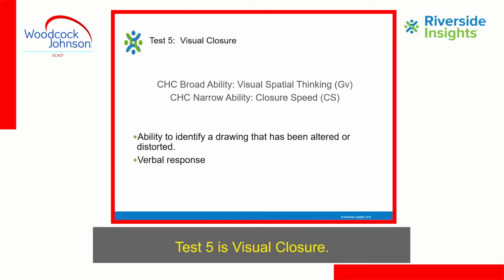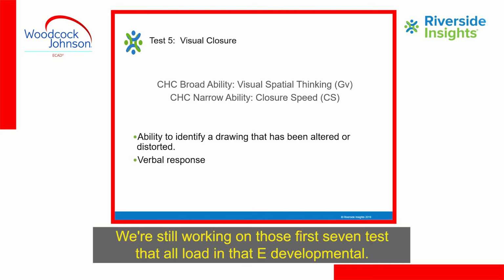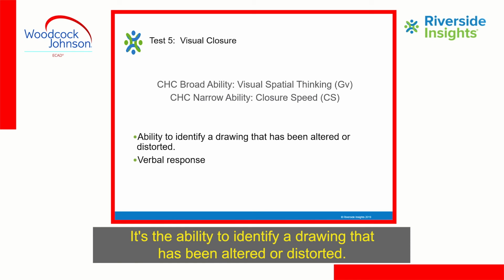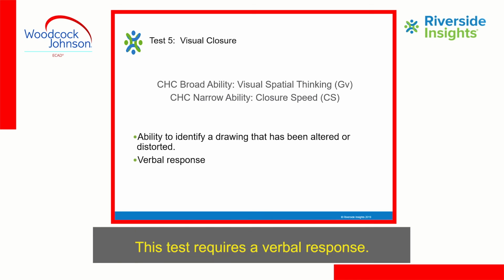Test 5 is visual closure. We're still working on those first 7 tests that all load into that E developmental GIA. The CHC broad ability, where this really measures, is visual spatial thinking. It's the ability to identify a drawing that has been altered or distorted. This test requires a verbal response.